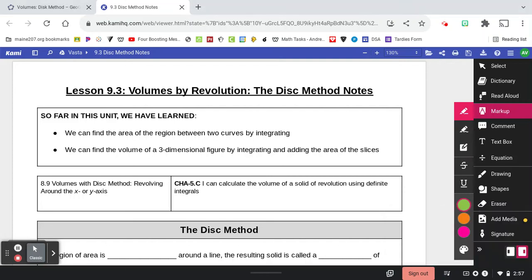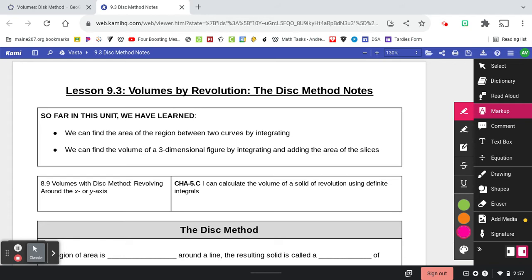Hi everybody! In today's video, we are going to be going through the notes for lesson 9.3, which is all about something called volumes by revolution, and today we're focusing on what's called the disk method. Let's start with a quick recap of what we know so far.